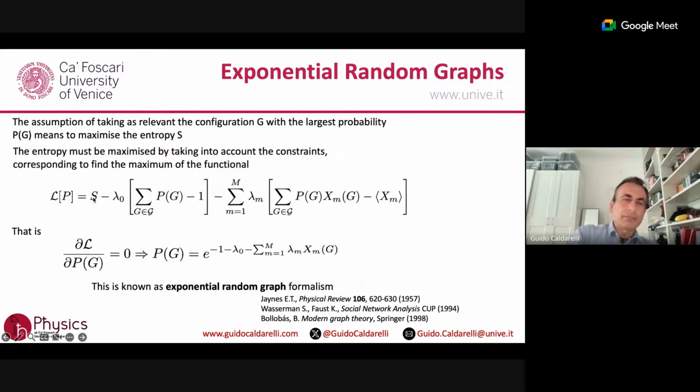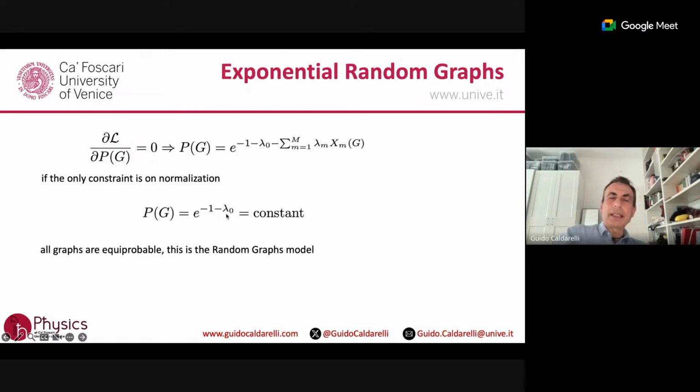Well, if you do the very simple mathematics, you take the derivative of this functional L of P, and you end up with this expression: e to the minus 1 minus lambda 0, the parameter of this constraint, minus the sum of these parameters here. Imagine that you don't know anything apart from the fact that the probability is normalized. So this second part you don't have, and you have just this part here. So P of G is equal to this quantity, but this is a constant. So if you don't know anything about your system, very likely the probability to find a certain graph will be the same for every graph. And this is the random graph model, so every graph is just the same.